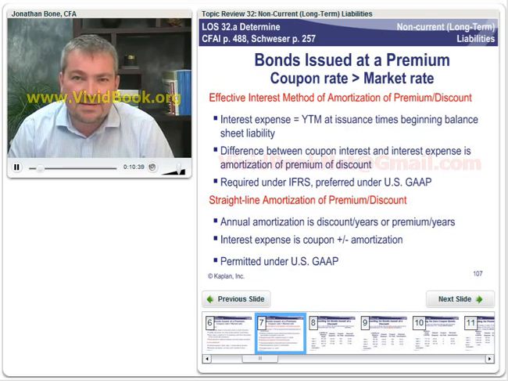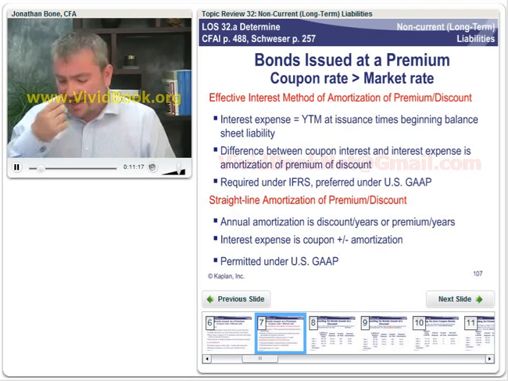Notice the effective interest rate method, i.e. the internal rate of return approach that we're using here, is required under IFRS, but only preferred under US GAAP. US GAAP again gives you a nice kind of shortcut calculation that you can do. Rather than amortizing according to an effective interest rate, we can do straight line amortization. In other words, charge the same amount of amortization of premium or discount for every year of the bond's life. Again, the interest expense will still be coupon plus any amortized discount minus any amortized premium. Okay, and that of course is permitted under US GAAP.